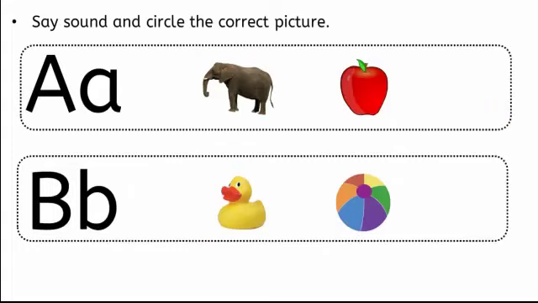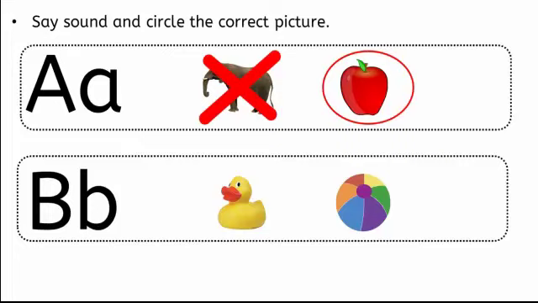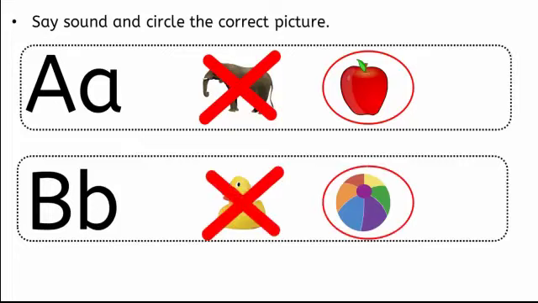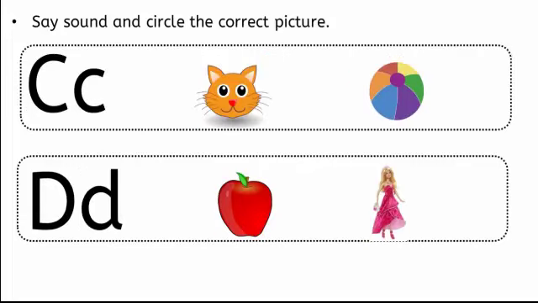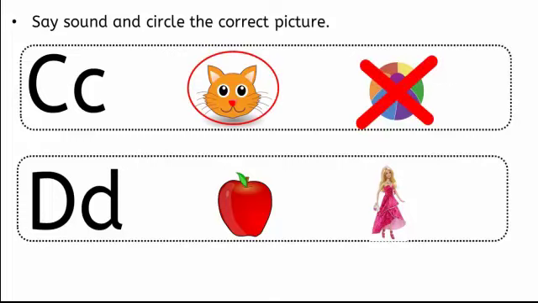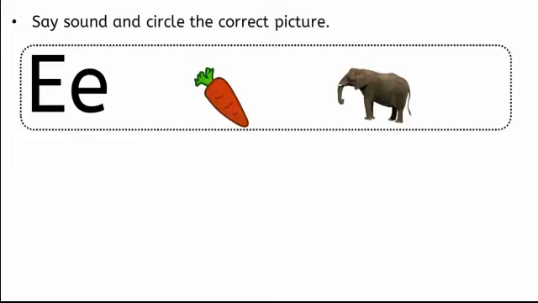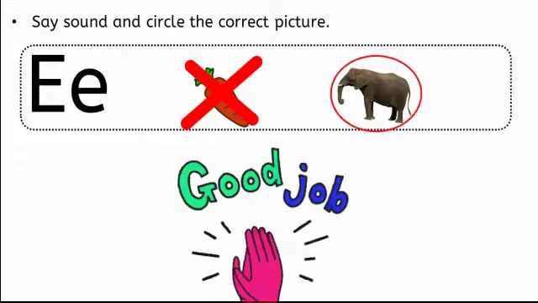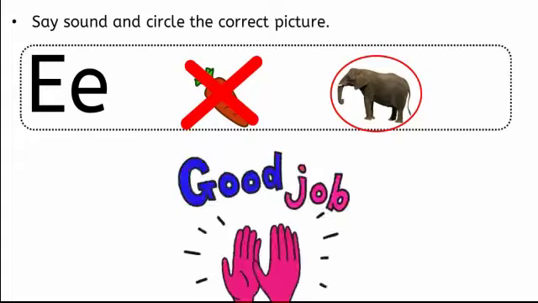Now you will say the sound and circle the correct picture. A makes sound a, a apple. B says b, b, ball. C says k, k, cat. D says d, d, doll. E says eh, elephant. Good job.